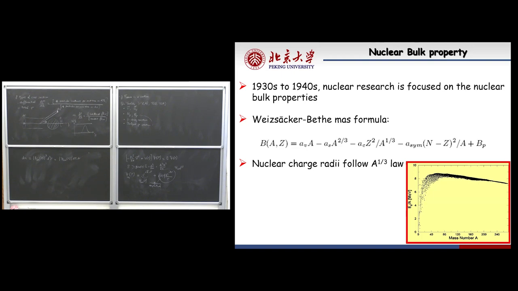And later on, you will see that in future nuclear models, this kind of property has always been remembered, even, for example, in the study of the equation of state, and many studies start from here.